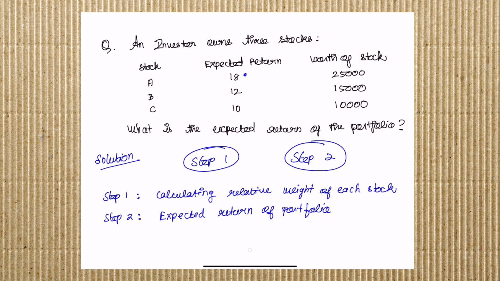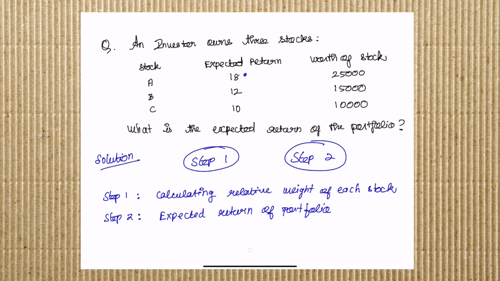And also I know how much worth of stocks I bought. Stock A, I bought for 25,000. Stock B, I bought for 15,000, and stock C, I bought for 10,000. So all these 3 stocks are my portfolio now. Now I want to know how much return this particular portfolio is giving. Do I have any market probabilities? No. So I have only this information with me, and I will use this information to compute my expected return of the portfolio.